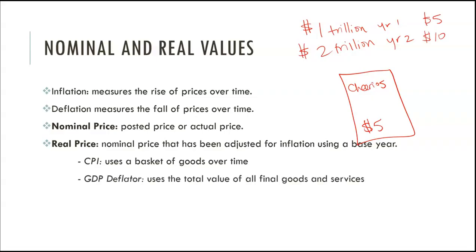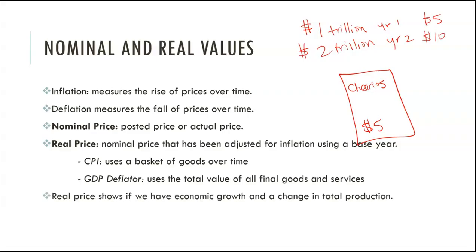We can also use a GDP deflator. This is just another type of tool or another index that's trying to look at the total value of all final goods and services and to take out any price changes. So the real price or real GDP is going to show if we have economic growth and a change in total production.